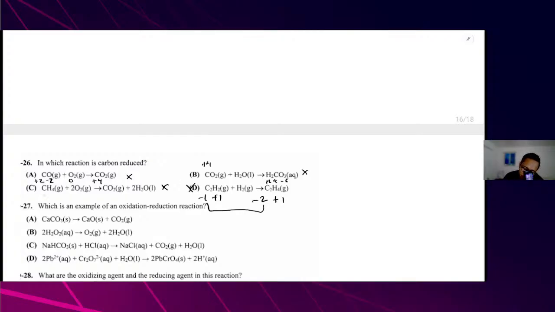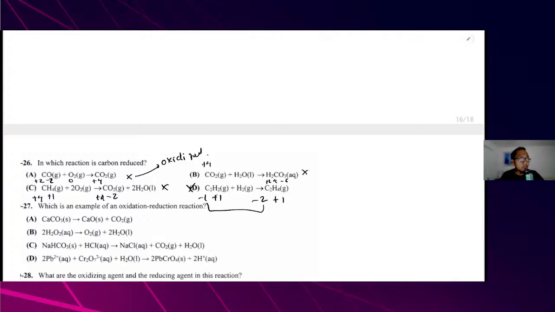This one is plus 1, and then this one is plus 4. How about this one? It's still the same, minus 2, and then plus 4. So still the same. And then this one is not reduced but increased. Okay, the first part is oxidized, not reduced, guys. This one is oxidized, right?